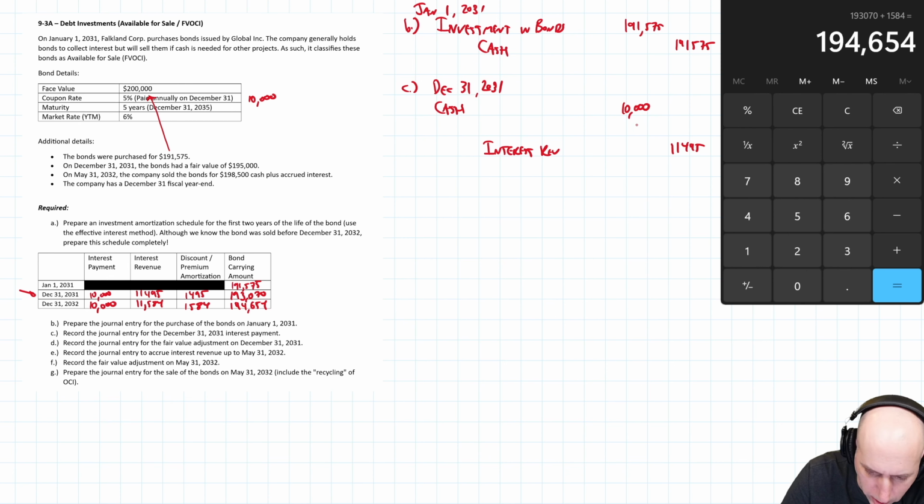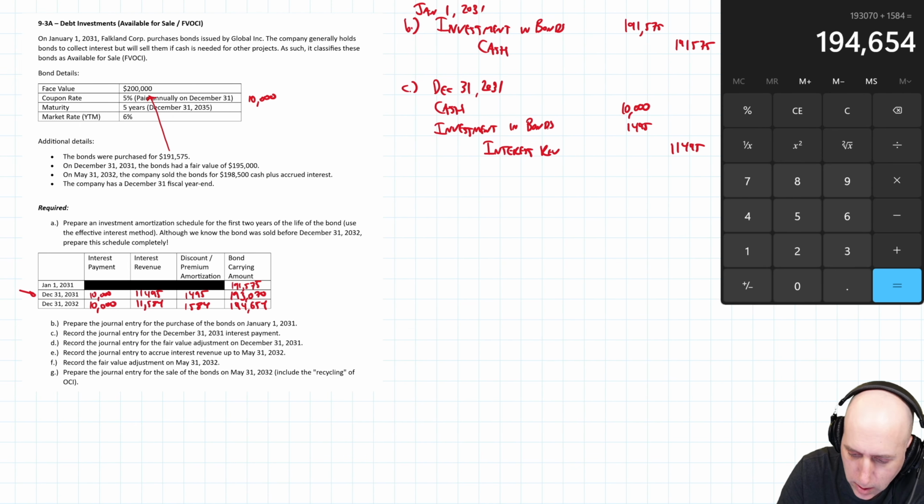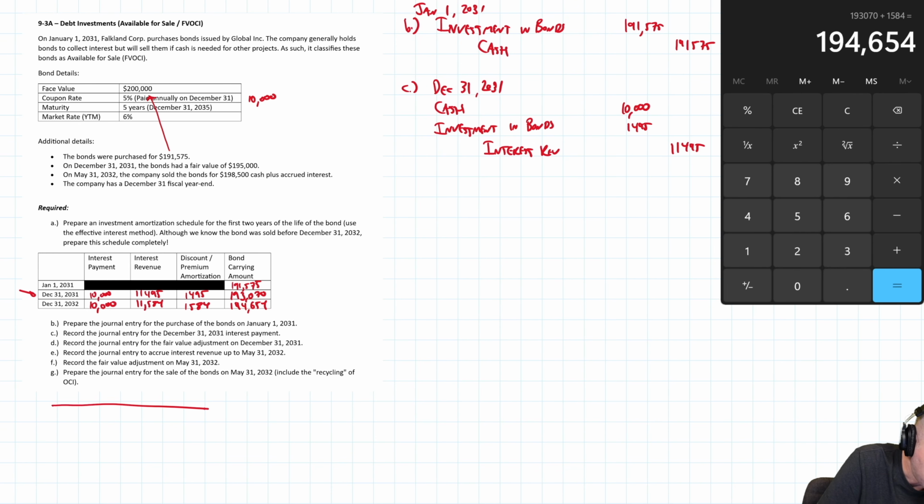And now you can see we're off by $14.95 debit. Well, that's debiting the bond, right? Our bond carrying amount is going up by $14.95. So debit investment in bonds, $14.95.